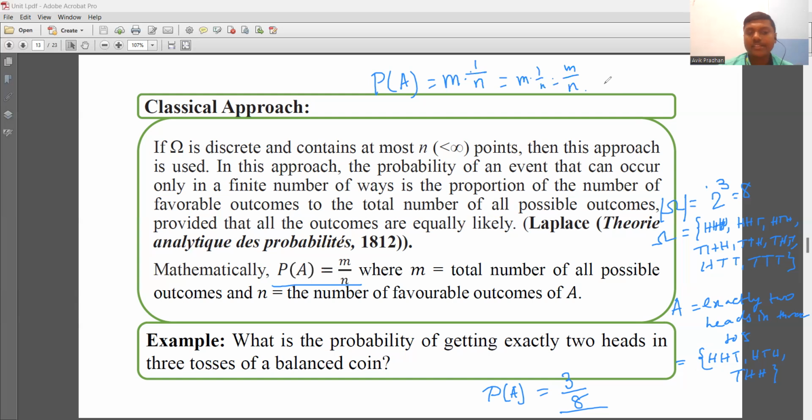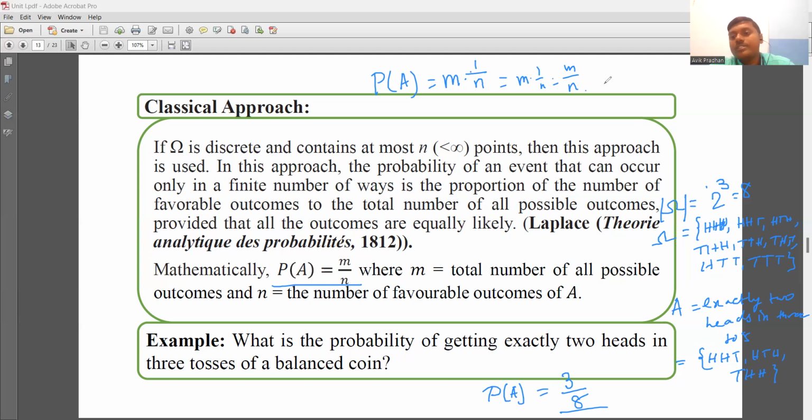Now the thing is that in this approach, the limitation is that there are 2 assumptions we have considered. One assumption is that the number of outcomes for the experiment is finite, that is n we are considering here. And the second assumption is that all the outcomes of the experiment are equally likely. But in reality, we may not have that kind of situations. So these are the two limitations for this approach.